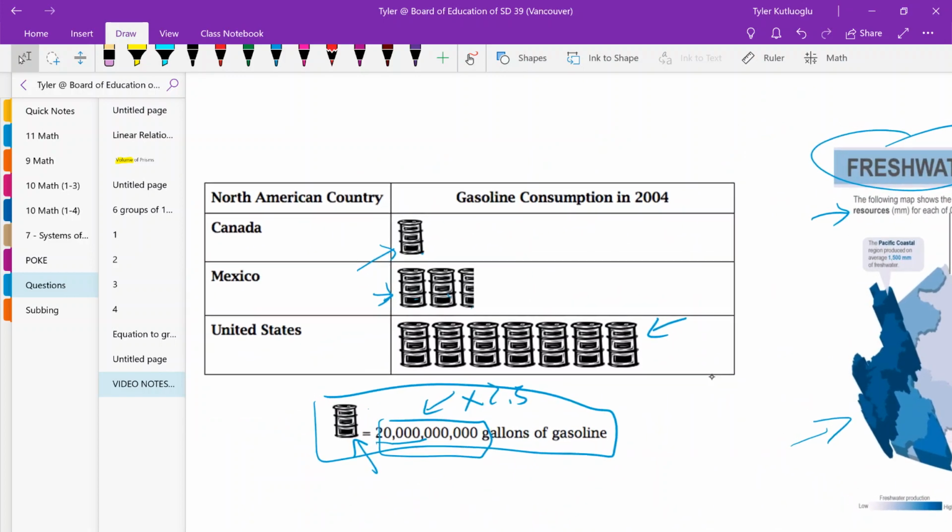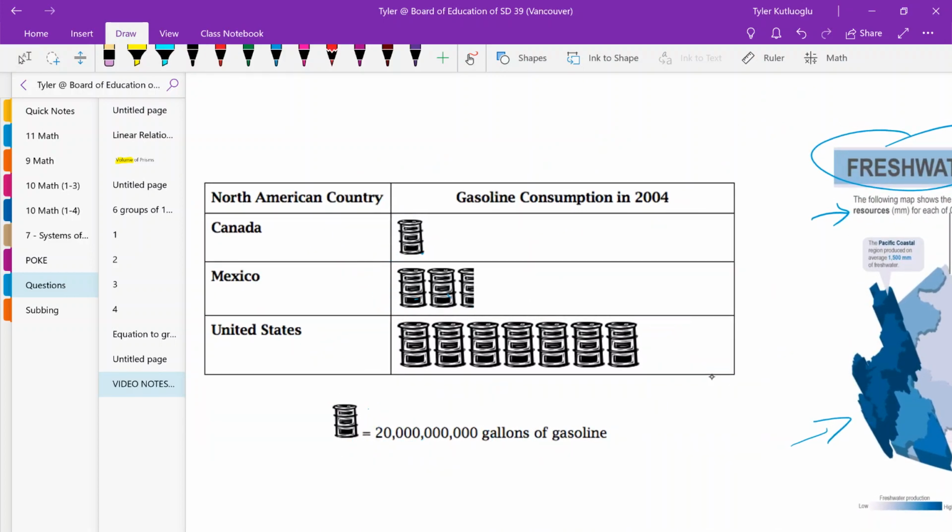This is a pictogram, so this is where you have these pictures that represent something. In this case, each barrel is that many gallons of oil. So Canada has that many. Mexico has that many times 2.5 because they have 2.5 barrels, etc., etc.